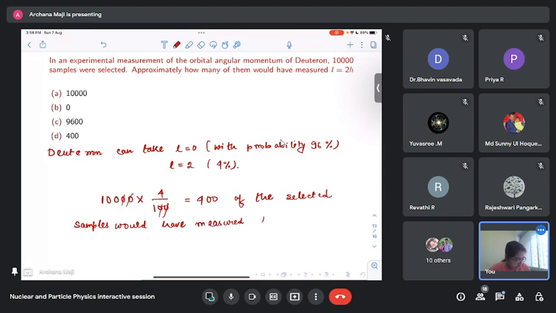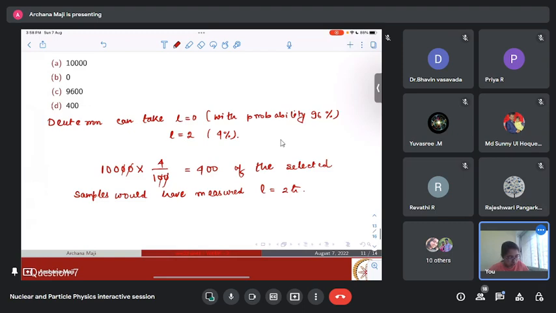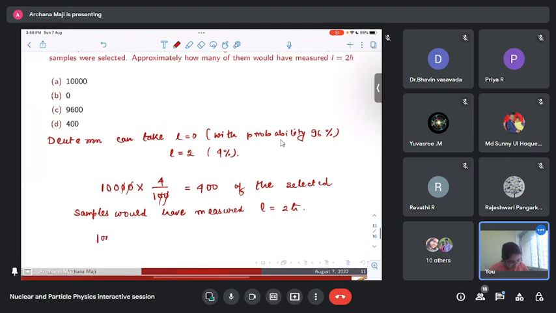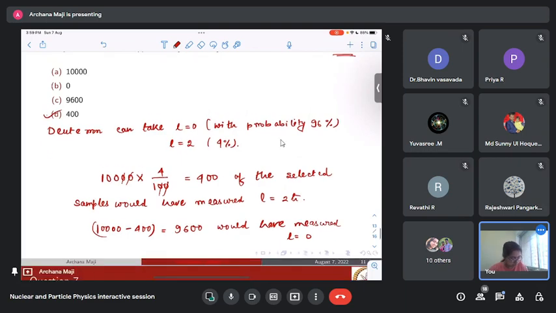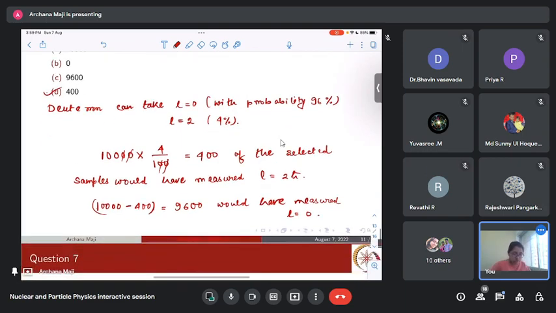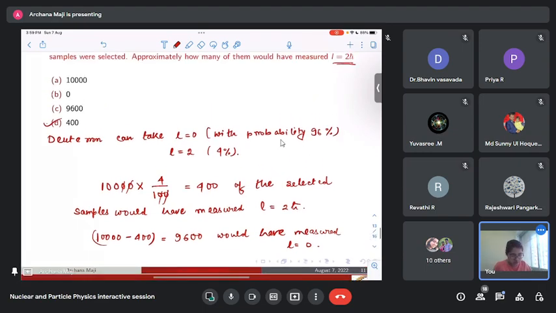Would have measured L equal to 2H bar, and the remaining, that is 10,000 minus 400, which is equal to 9,600, would have measured L equal to 0. But we are asked L equal to 2H cross, so D is the correct option. Right? Okay.